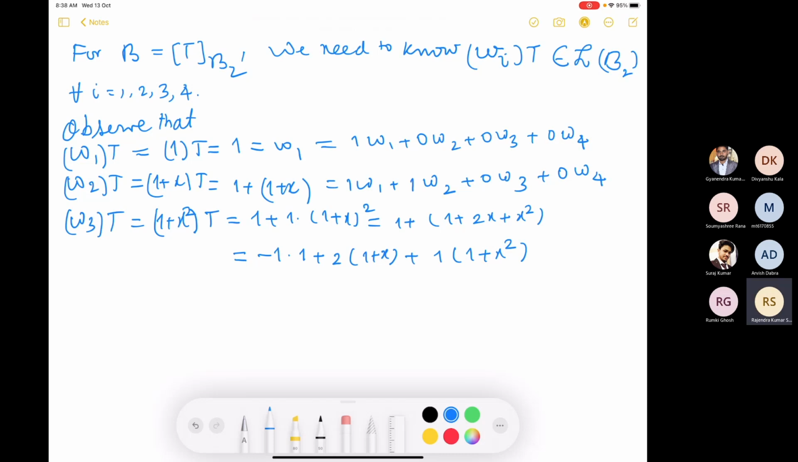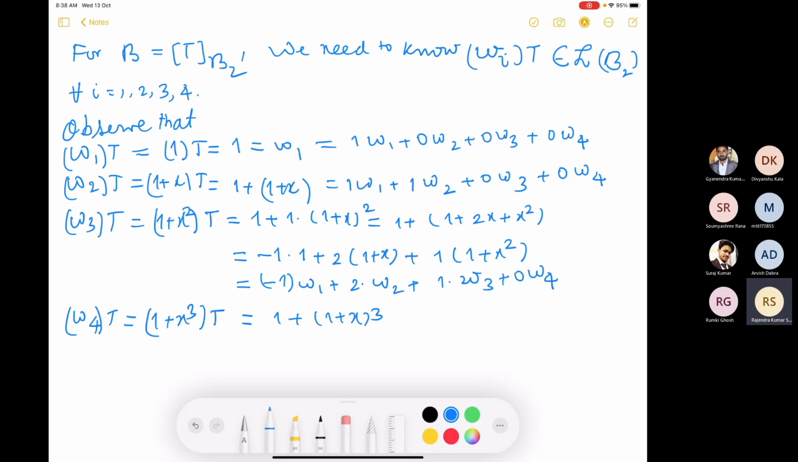So this gives me, and this is minus 1, the coefficient of w1 plus 2w2 plus 1 into w3 plus 0 w4. T of w4 is 1 plus x whole cube. Now this is 1 plus 3x square plus x cube.